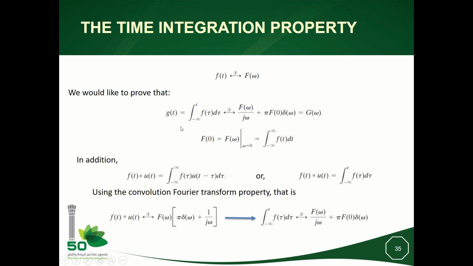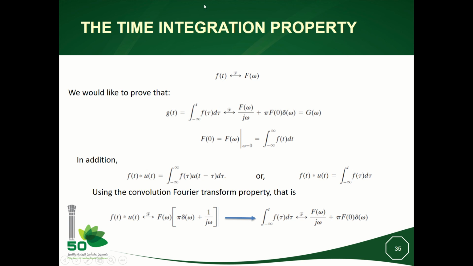How about now the time integration property? Since we now know the Fourier transform of the step function, we will use this result to prove the integration property of the Fourier transform. So assuming that f(t) has a Fourier transform equal to capital F of omega, now g(t) is the integral from minus infinity to t of f of tau d tau.